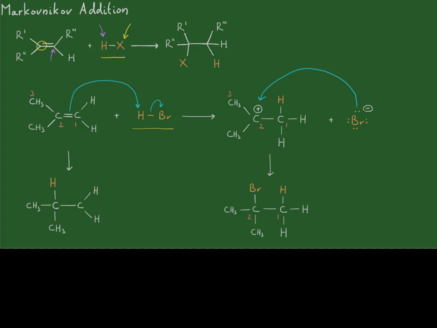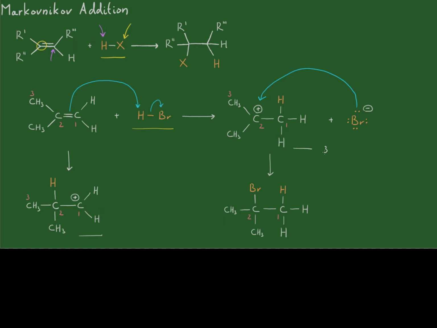So down here, I have now placed the hydrogen on carbon number 2. As a result, carbon number 1 has lost an electron and it now carries a positive charge. So once again, we have a carbocation. What is the difference between this carbocation here and this carbocation over here?